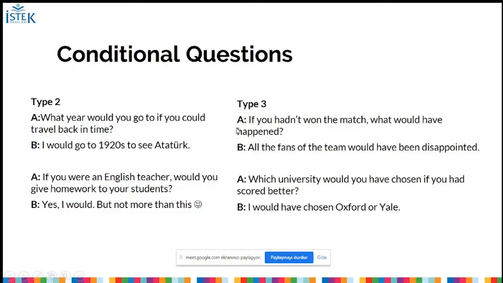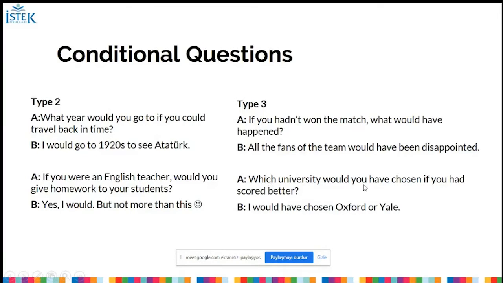Type 3, we have again two dialogues. The first one is like this. If you hadn't won the match, what would have happened? If, past perfect, would have, past participle. All the fans of the team would have been disappointed. We give the answers to these conditional questions using the main clause. All the time we use the main clause to give the answers to the questions of conditionals.